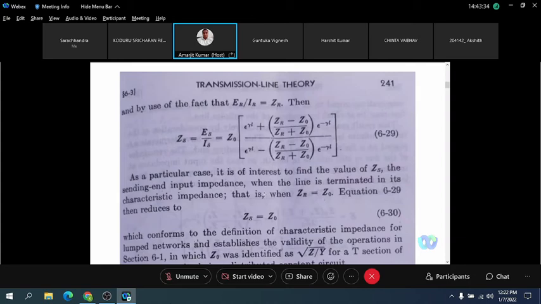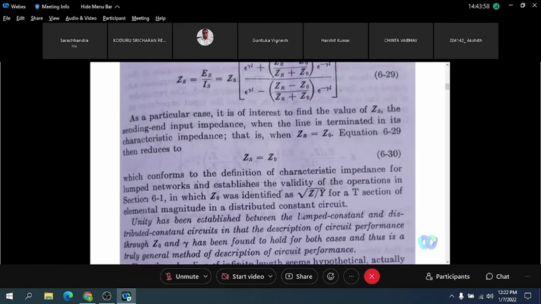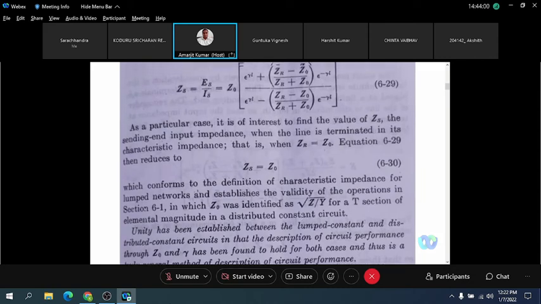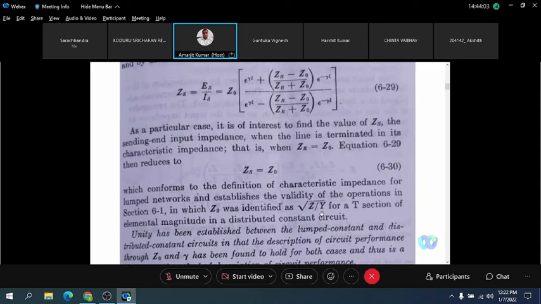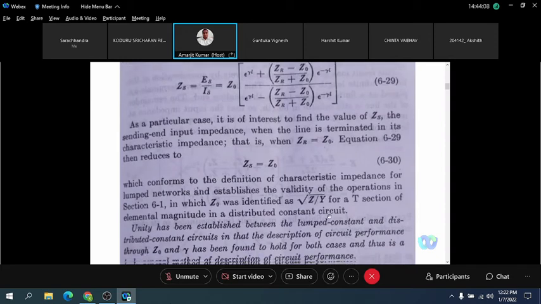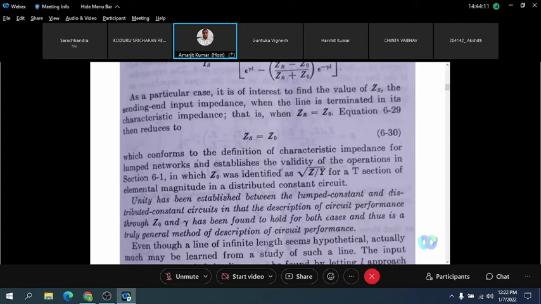If you remember the cascaded T section, because if the load impedance is equal to Z naught, the input impedance will also be equal to Z naught. So the transmission line terminated in Z naught has the input impedance same as Z naught. And for that case, Z naught we had already done for this section: root of Z upon Y. That's it. So basically the point is the lumped constant model and the distributed constant circuit.